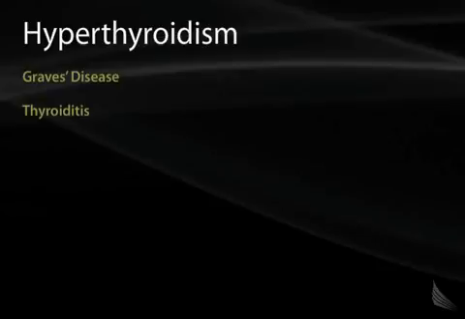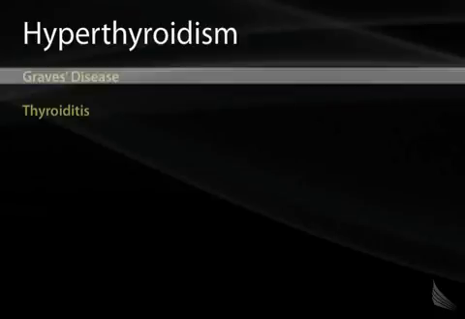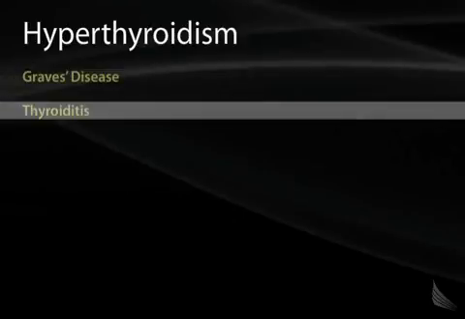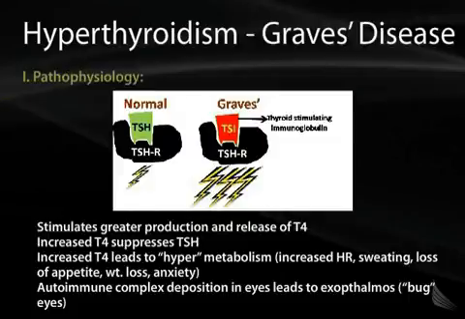So looking at the pathophysiological consequences of thyroid hormone dysregulation, we can again divide them up as too much thyroid hormone leading to hyperthyroidism or too little thyroid hormone leading to hypothyroidism. So first let's cover hyperthyroidism. There are two main reasons for hyperthyroidism. The most common one is Graves' disease, and the second one is thyroiditis. And there are various types of thyroiditis which we'll touch upon in the next few slides.